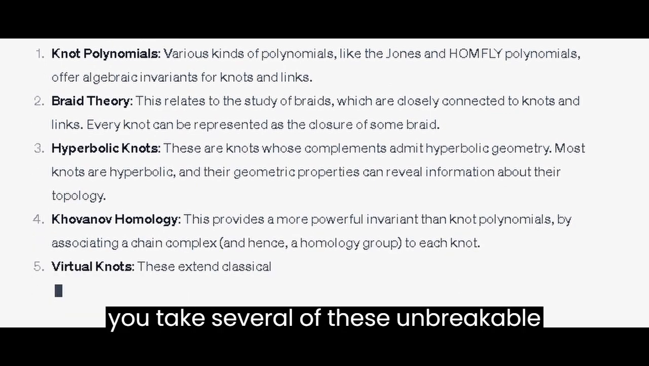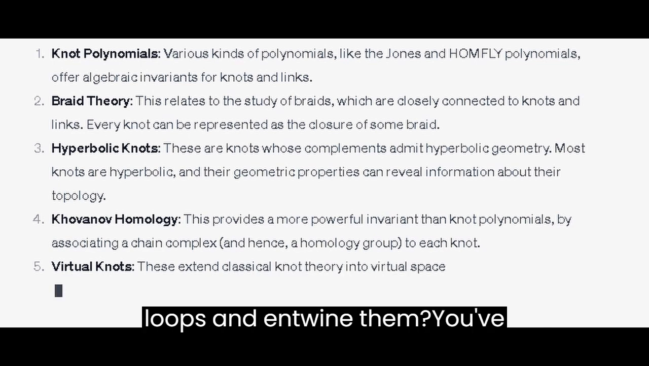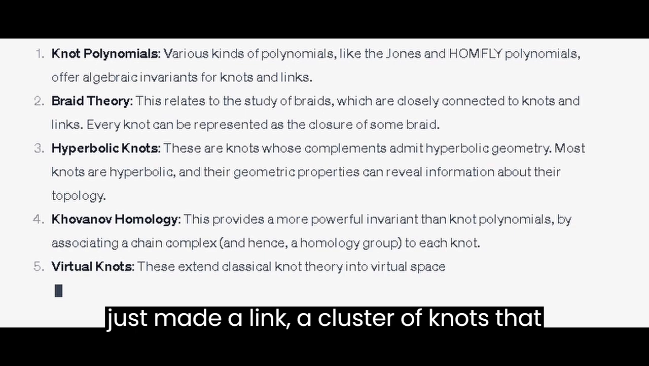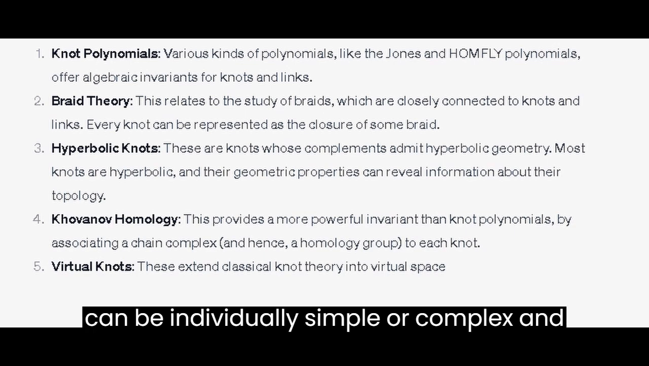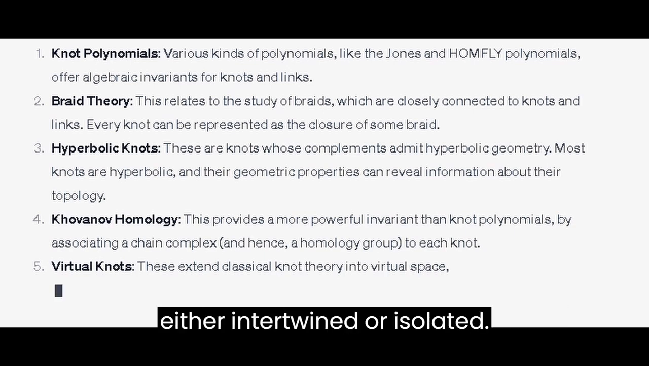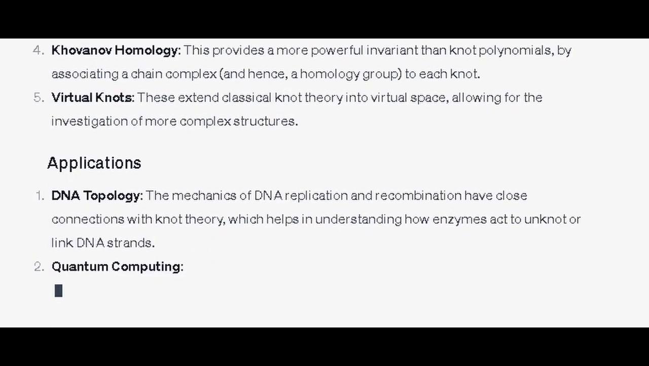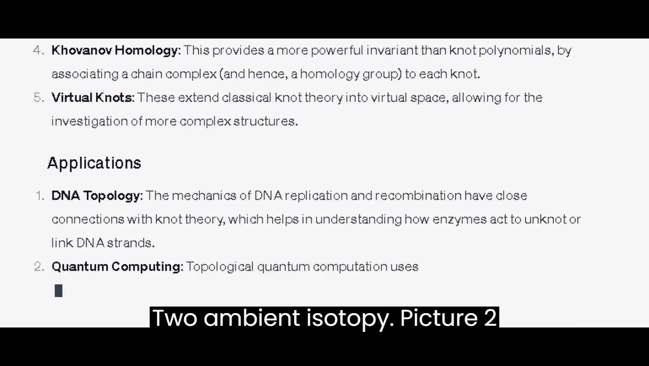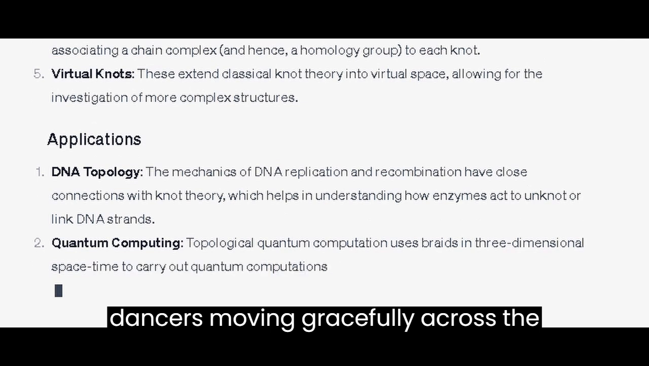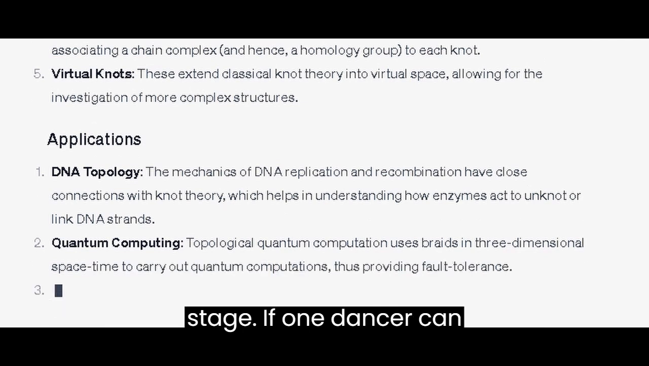Now, what if you take several of these unbreakable loops and entwine them? You've just made a link, a cluster of knots that can be individually simple or complex, and either intertwined or isolated. 2. Ambient isotopy. Picture two dancers moving gracefully across a stage.